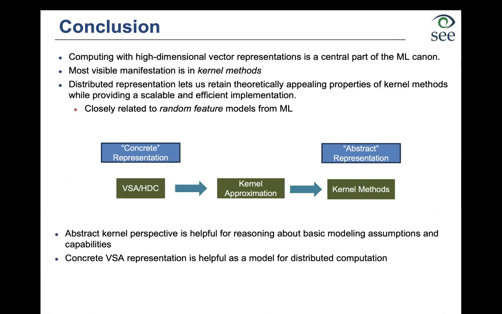Right. Okay, so the basic premise of this talk is that computing with high dimensional vector representations of data is in fact a central part of the machine learning canon. And the most visible manifestation of this is in kernel methods, in which we do all this computation implicitly. So in kernel methods, we say, okay, what I really care about is just the notion of similarity that is implied. And so instead of working explicitly with these high dimensional representations, I work implicitly with them via the kernel function. And the cost of this is that I lose out on all of the benefits of distributed representation.